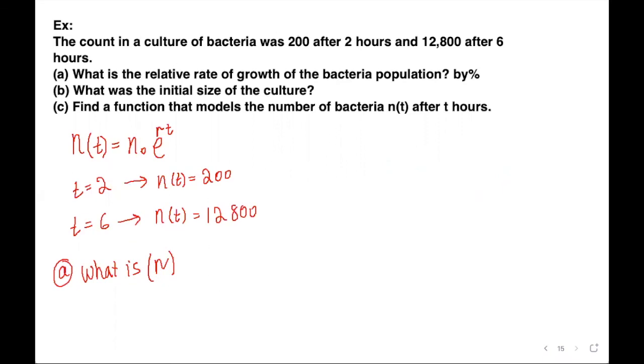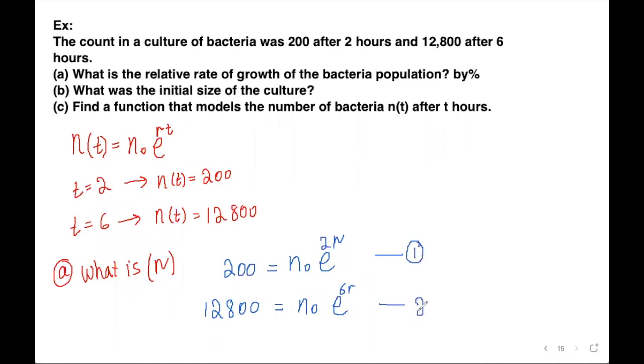First equation is 200 at time 2. This means instead of n of t, I can write 200 equals n0 e, and instead of t, I put 2, so 2r. And the second one is 12,800 equals n0 e to the 6 times r. Now I get two equations, the first one this, the second one this. Divide 2 by 1, so divide this by this.